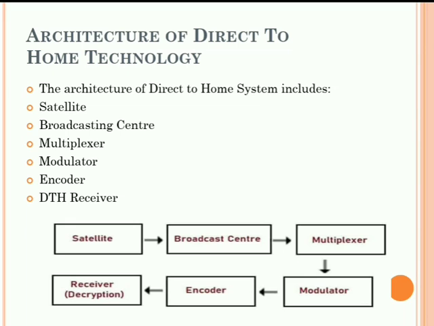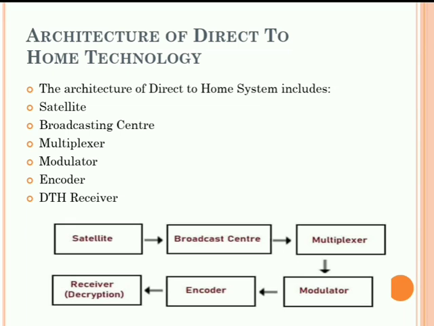Next one is the broadcasting center. The broadcasting center is the central hub of the system. The television provider receives the signal here from the various programming sources and then beams a broadcast signal to a satellite in geostationary orbit. The satellite receives the signal from the broadcasting stations and rebroadcasts it to the ground. This is how the broadcasting center works.